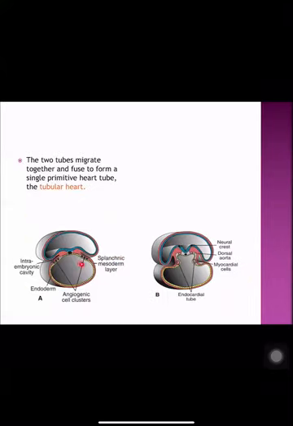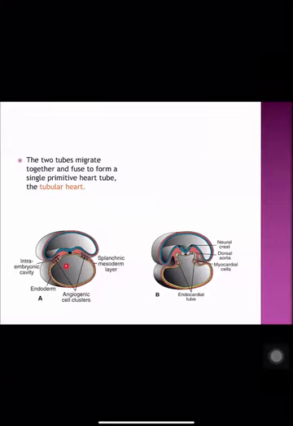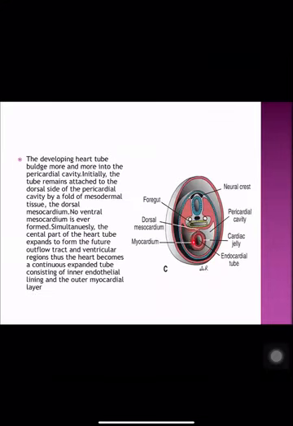Now, we have tubes from each side. They will start to migrate toward each other, as we said, by the folding of the embryo toward the center. So they will migrate toward each other to the center until they fuse. That will lead to the formation of the single primitive heart tube.